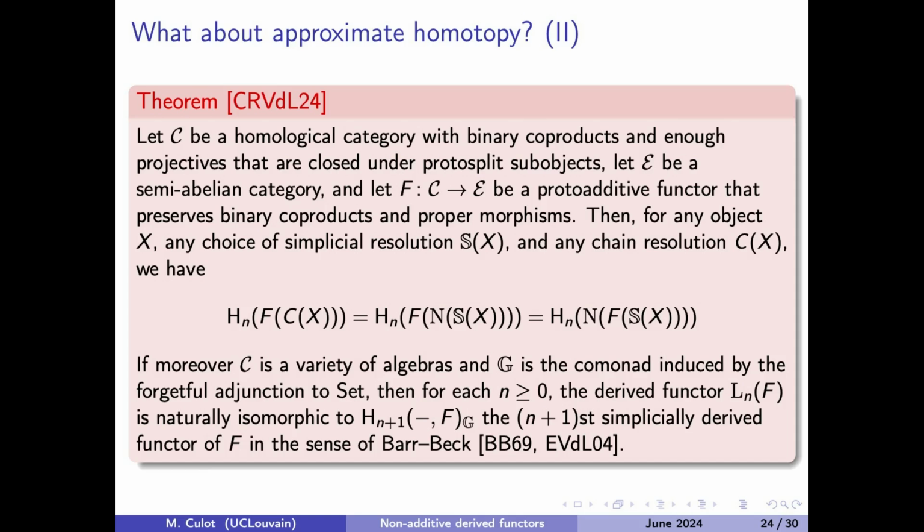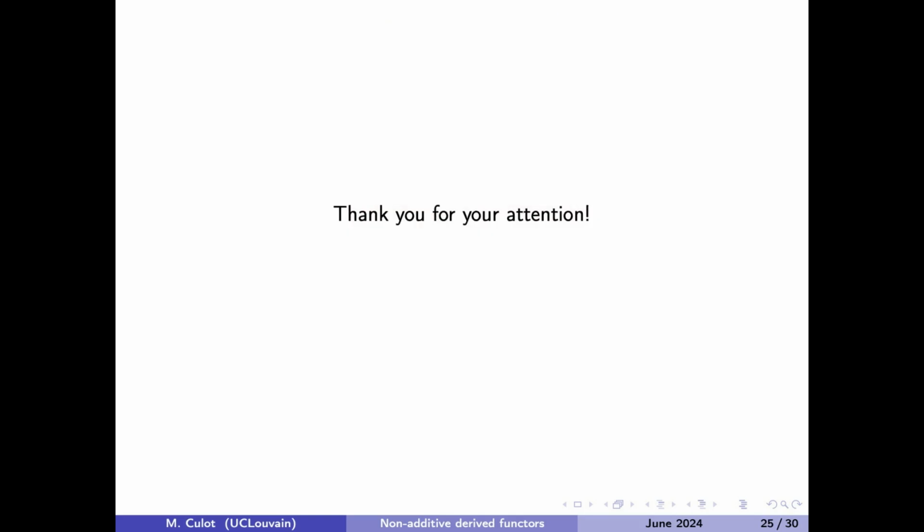And this is linked to the last part of the theorem mentioning that if C is a variety of algebras, then we can compare this result with the method of Barr and Beck to construct simplicial resolutions with a comonad. And so, yes, just briefly, my method and the simplicial one are the same. And I will conclude with this slide. Thank you for your attention.